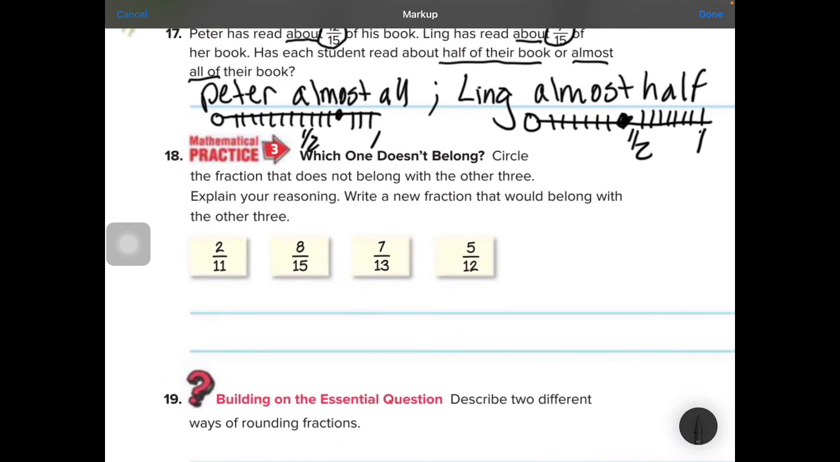Okay, number 18. Which one does not belong? Circle the fraction that does not belong with the other 3. Explain your reasoning. Write a new fraction that would belong with the other 3.